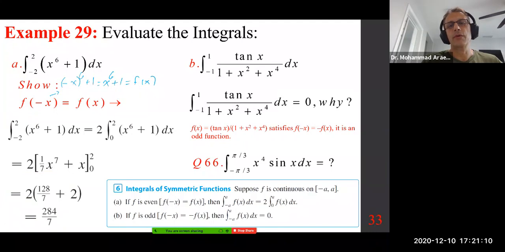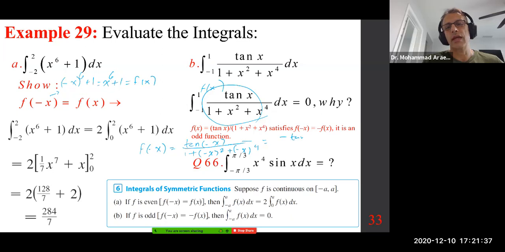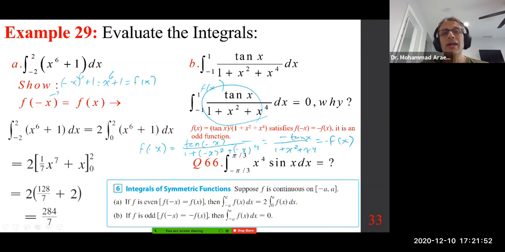If you call this f of x, then f of negative x is tan of negative x over 1 plus negative x squared plus negative x to the power of 4. The numerator becomes minus tan of x, and the denominator becomes 1 plus x squared plus x to the power of 4, which is minus f of x. And that's a proof that this is an odd function. You don't have to do any work. The answer is 0.